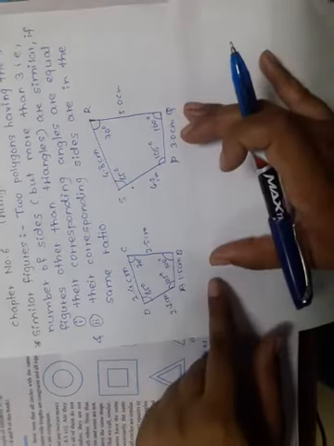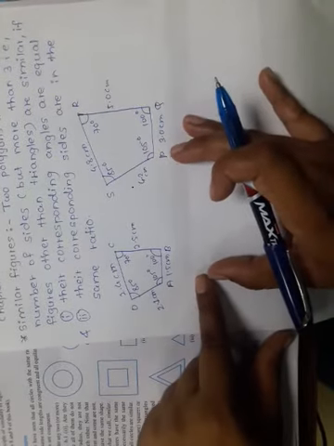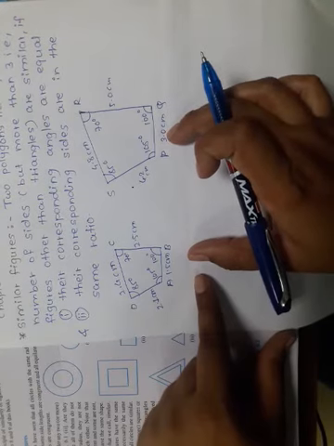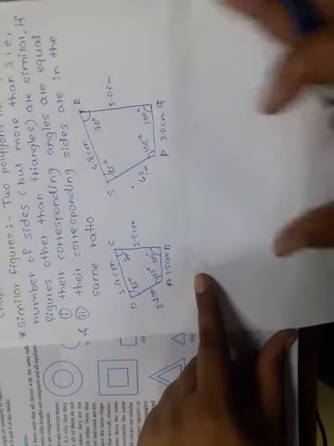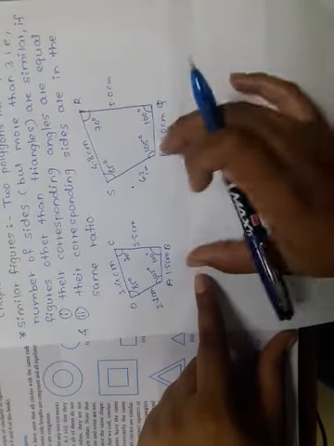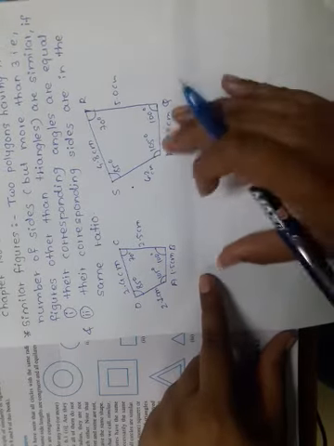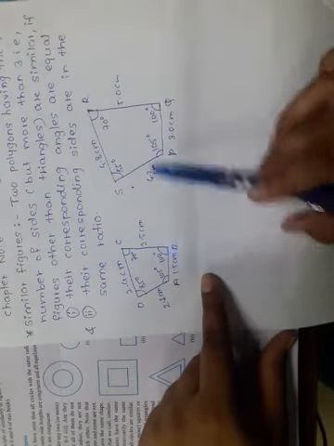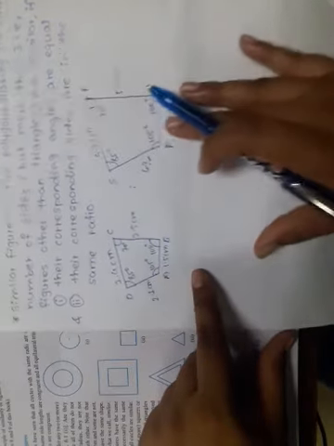See, these are the two polygons. Obviously these are similar figures. How can we say that they are similar? Because they have the same shape. They have the same shape, but they do not have the same size. So these two figures are similar figures. Two polygons having the same number of sides are similar if their corresponding angles are equal and their corresponding sides are in the same ratio.